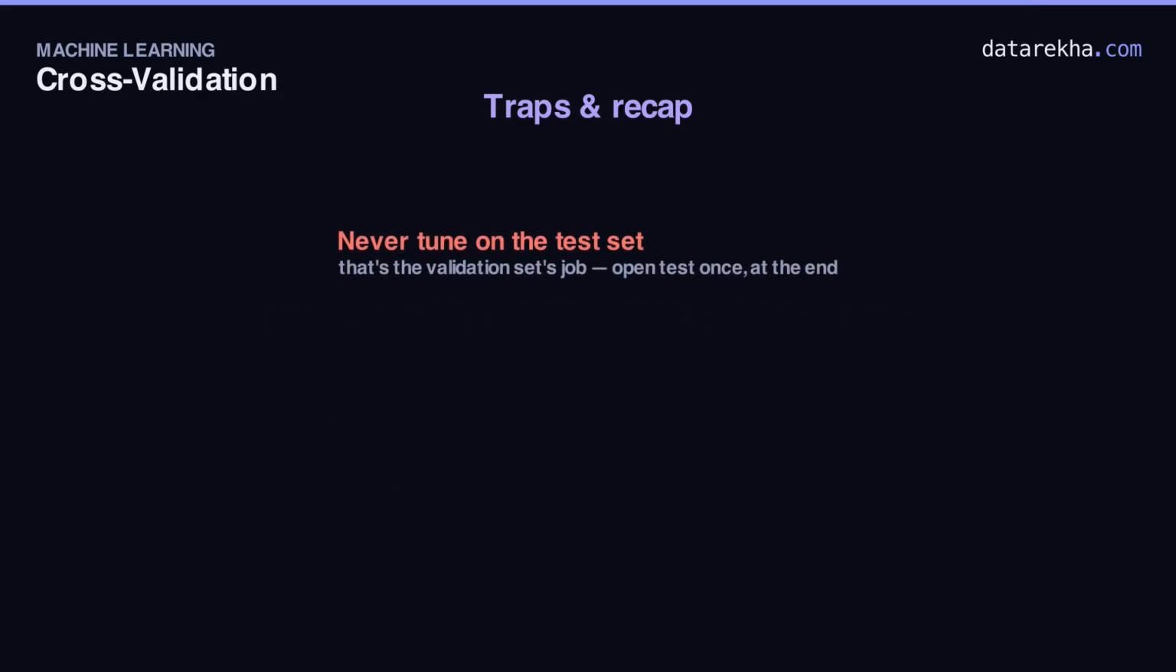Trap 1. The cardinal sin. Never tune on the test set. That is precisely what the validation set and cross-validation exist for. The test set is opened exactly once, right at the end. Trap 2. The sneaky one. Do your pre-processing, scaling, imputation inside each fold, fitting it on the training folds alone. Scale using the whole set first, and information from validation leaks into training. Silent, and it inflates your score.